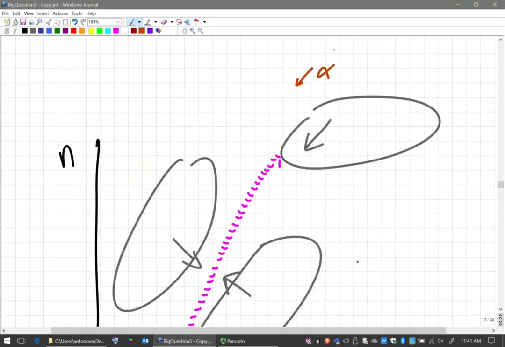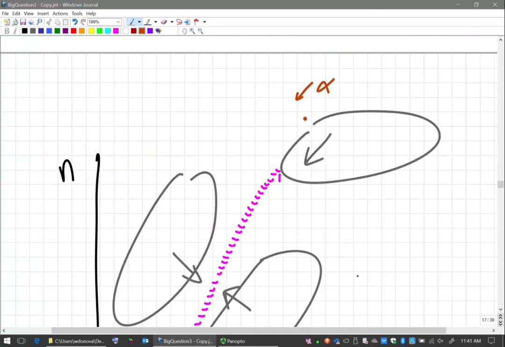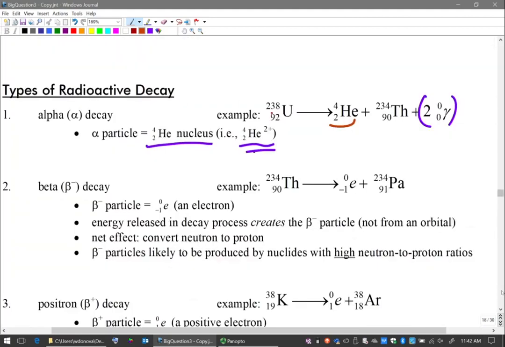The problem is U-238 is probably up here somewhere, where if it keeps going down, down, down, it's going to miss the band. It's going to wind up above the band. So we got to get back over to the band some way. And that's where this next decay mode is shown. So we'll get to that in a second. So alpha decay is the first one.